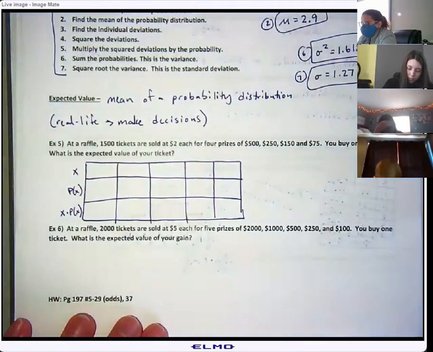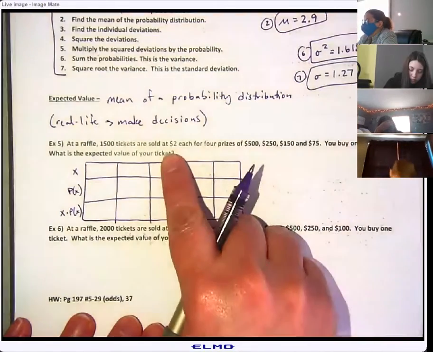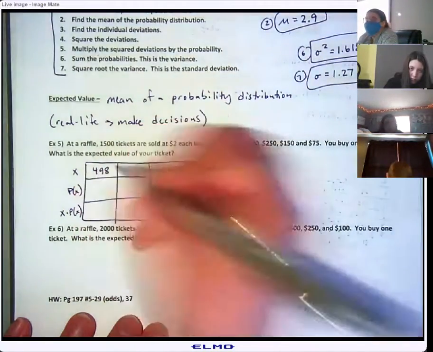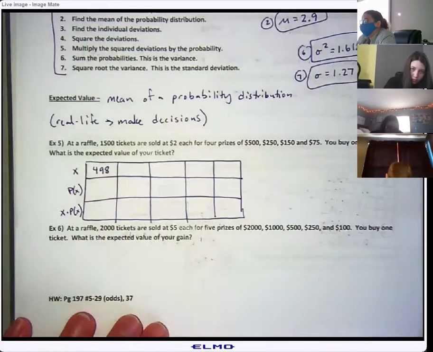So the first question is, how much could you win? What's a possibility for how much you could win? $500, but you spent $2 to get there, right? So we're going to call that $498, because you could win $498. Remember, you spent $2 to get there. How about another one?